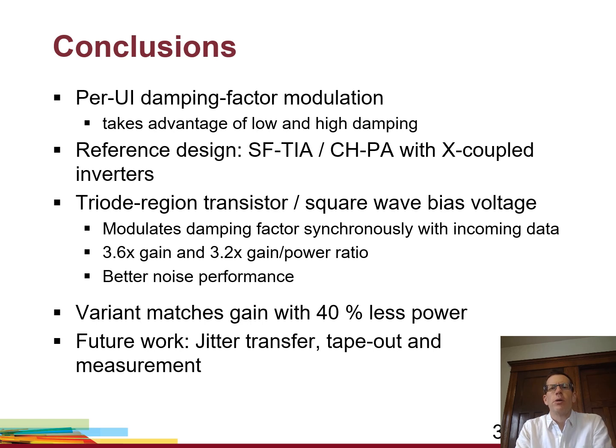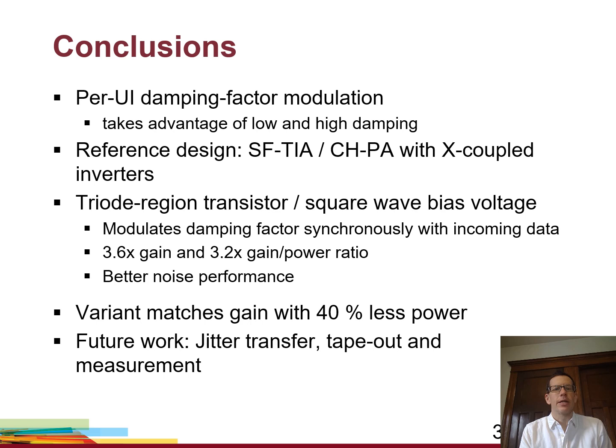So to conclude, we implemented per unit interval damping factor modulation. And this takes advantage of low and high damping factor. Low damping factor to achieve that high main cursor, and then high damping factor that brings the output back down close to zero. We looked at a few different designs, starting with a reference design, where we optimize the output conductance by putting small cross-coupled inverters at the outputs of a Shunt-Feedback TIA and a Cherry-Hooper post amplifier. Then we add this triode region transistor across the outputs and increase the size of the cross-coupled inverters, and that allows us to modulate the damping factor synchronously with incoming data.